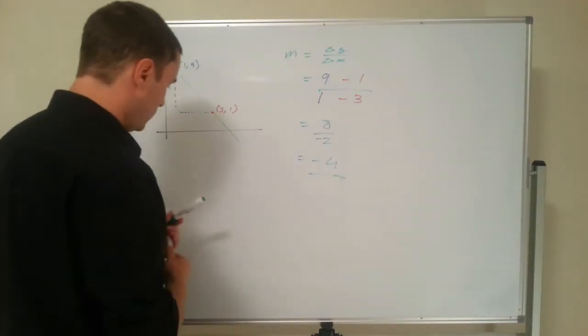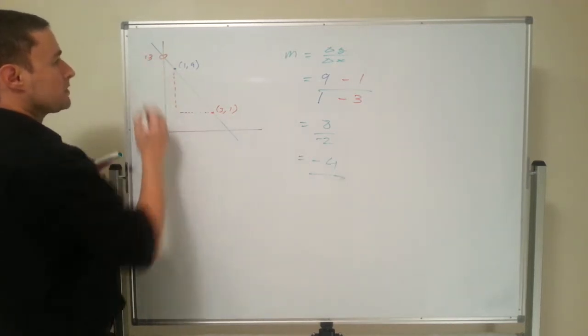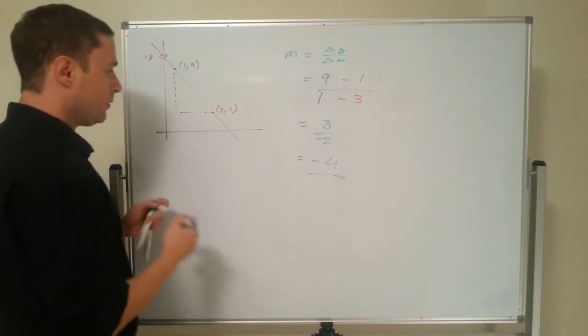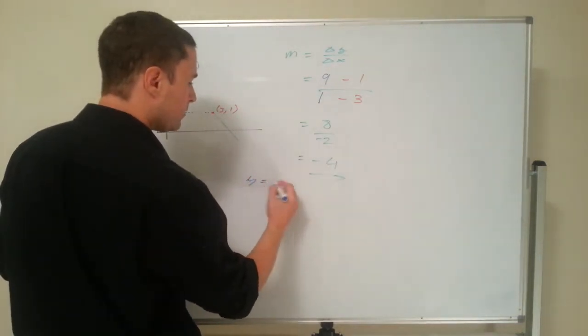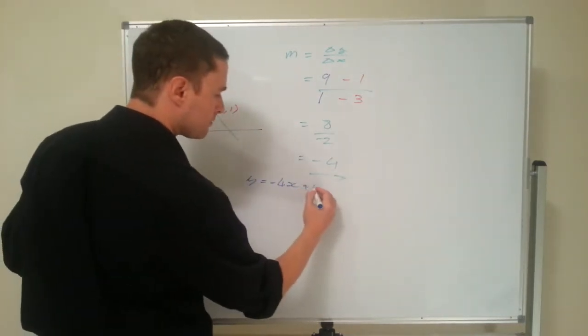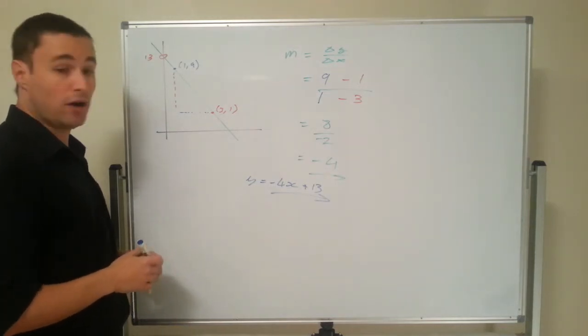If you look on the sheet, this line crosses the y-axis at 13. So that means now I can write the equation of the line. The equation of the line is y equals minus 4x plus 13. That's it. Done.